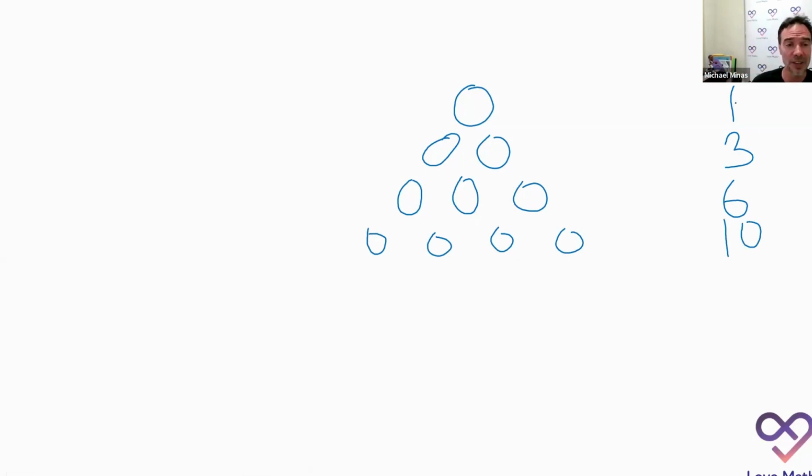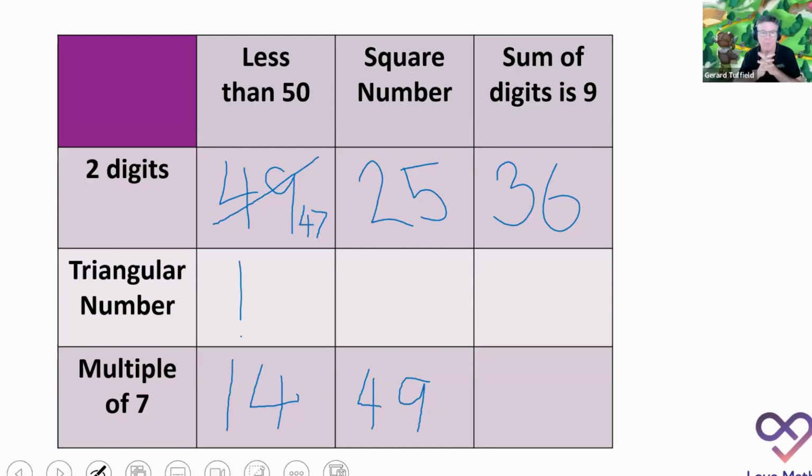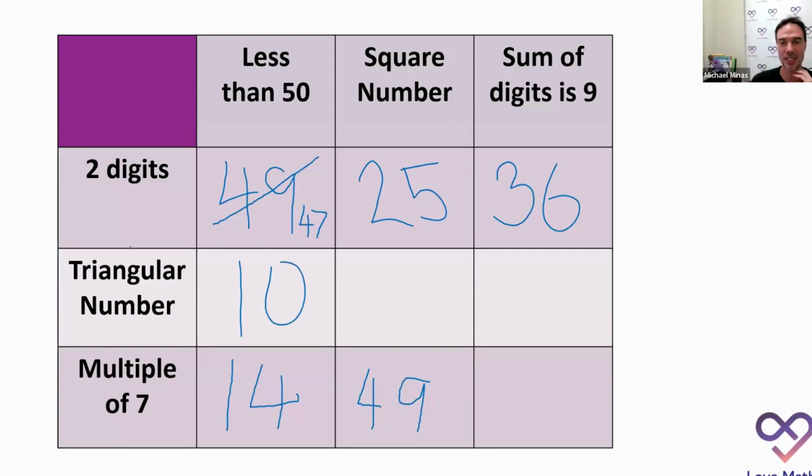So the idea here is that even within a warm-up, we can be very comfortable introducing new terminology because, Sarah, can you give me a triangular number that's less than 50? I can now. Can I give you 10? Beautiful. 10 is a triangular number that is less than 50. So now we've learned something new while we've been doing this.